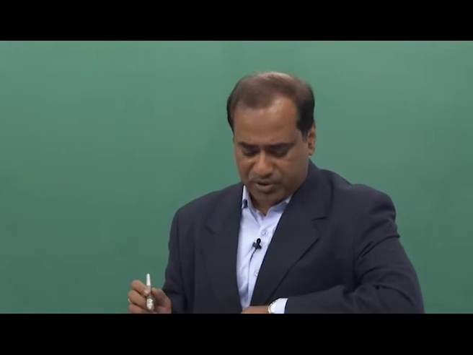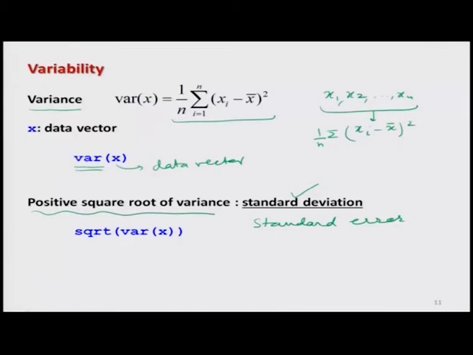In order to compute the standard deviation, we simply have to take the square root of the variance of x, and the syntax is like this: SQRT and then square root of VAR and then the x data vector. So, it is as simple as that, finding the square root of the variance whatever you have found.